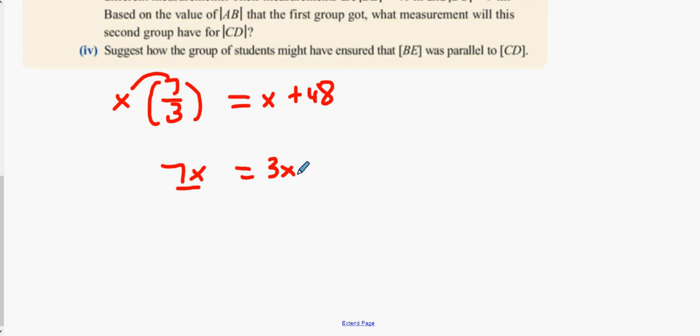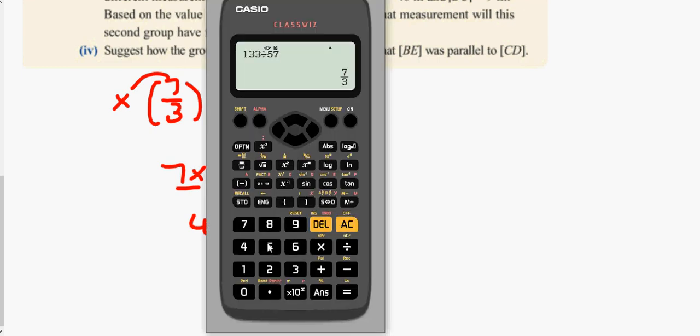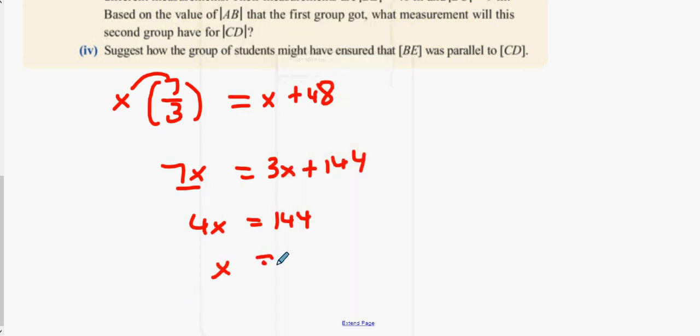We're going to get 7x equals 3x plus 144. Bring it over to your side, you're going to get 4x equals 144. And we're going to divide 144 by 4. X equals 36 meters. And that is your answer for the distance between the two trees.